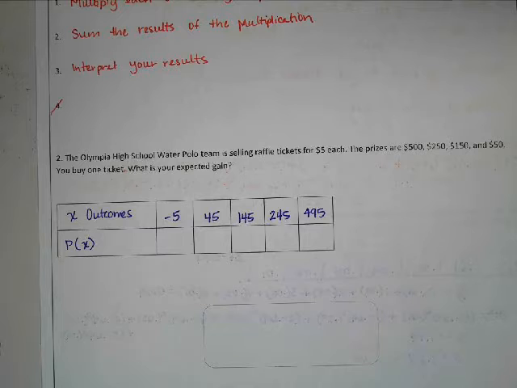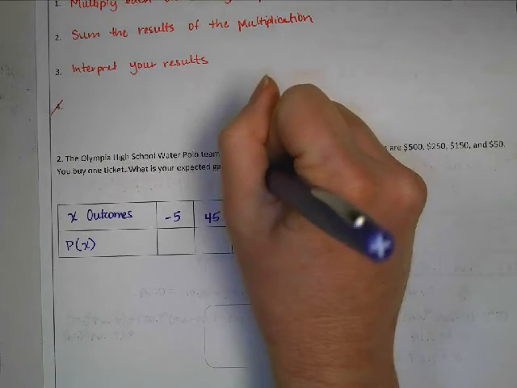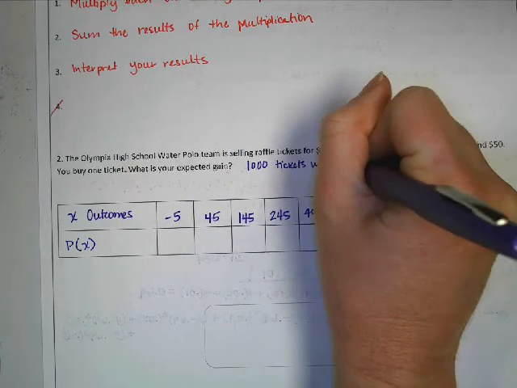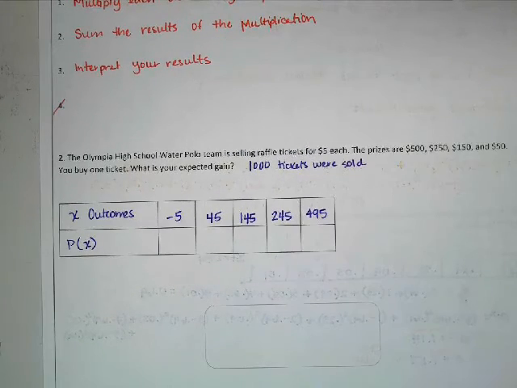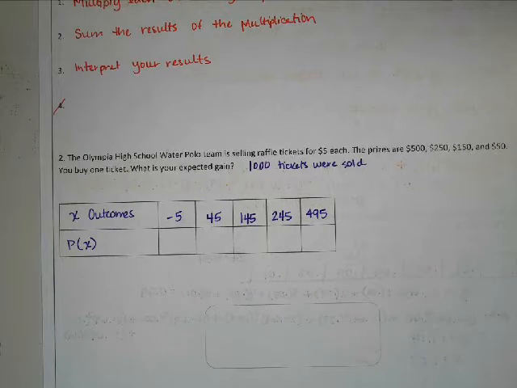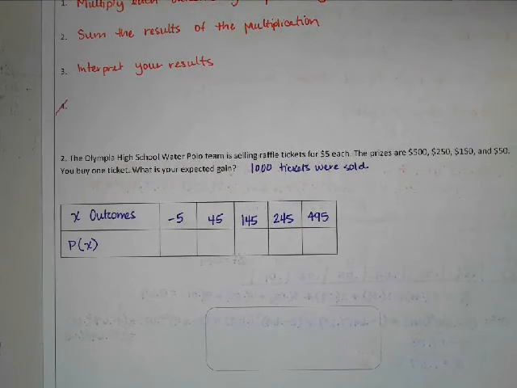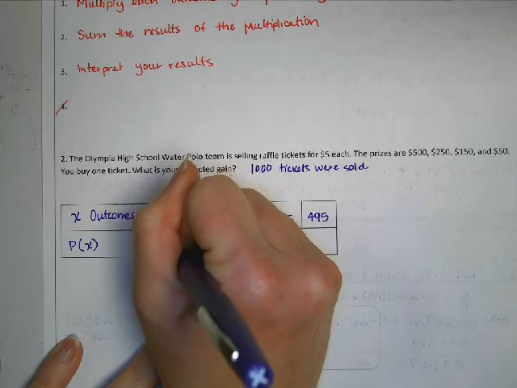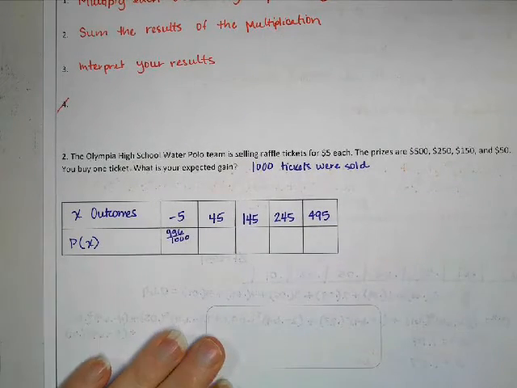Now let's just say that 1,000 tickets were sold. Okay, so there are 1, 2, 3, 4 four possibilities that you can win. So how many possibilities are there that you're going to lose? 996 out of 1,000. So that would be 996 over 1,000. That's the probability that I'm going to lose.